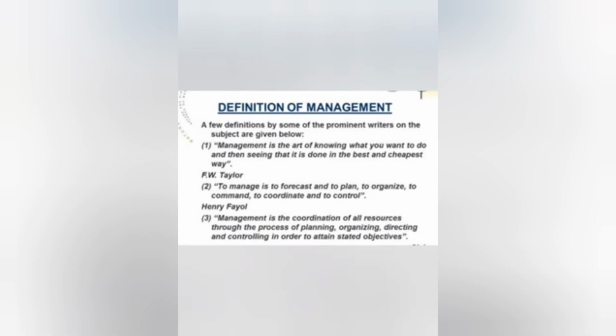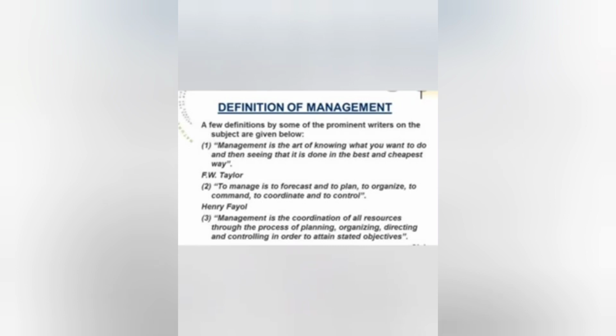Okay, let's move on to the next question, which is the definition and characteristics of management. What is management and what are the characteristics of management? To write about management, first you need to give a brief introduction. Management is the art of knowing what you want to do and then seeing that it is done in the best and cheapest way. Or else, to manage is to forecast and plan, to organize, to command, coordinate and control, said by Henri Fayol.